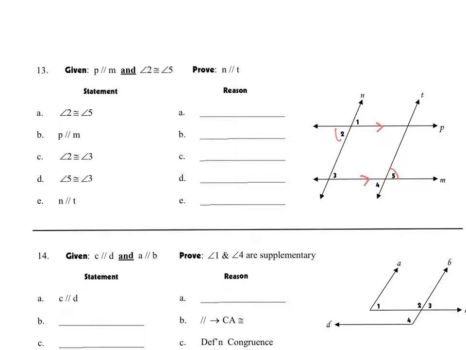And the thing that we're trying to prove at the end here is that line N is parallel to line T. So we know that this line is parallel to this line. But what we're trying to prove is that the other two lines are parallel to one another. So basically what we're looking for is to be able to show that we have corresponding angles, or alternate interior angles, or alternate exterior angles, so that we can prove that those lines are parallel.